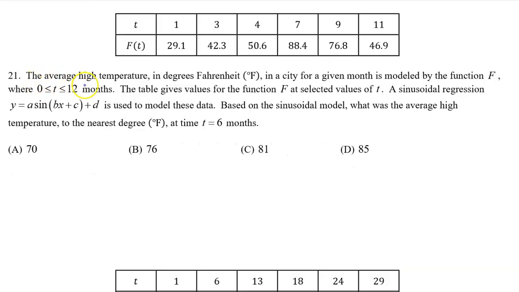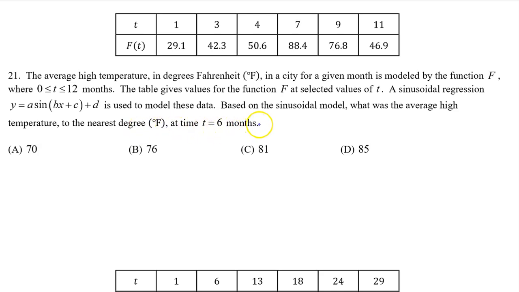Number 21. The average high temperature in degrees Fahrenheit in a city for a given month is modeled by the function f on the closed interval from 0 to 12 months. The table gives values for the function f at selected values of t. A sinusoidal regression model, y equals a times the sine of bx plus c plus d, is used to model these data.